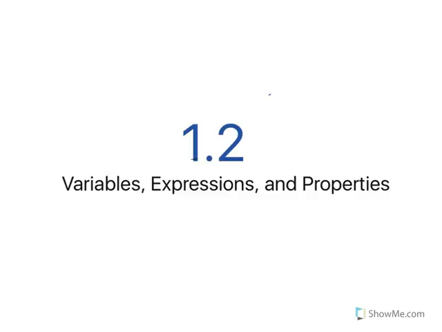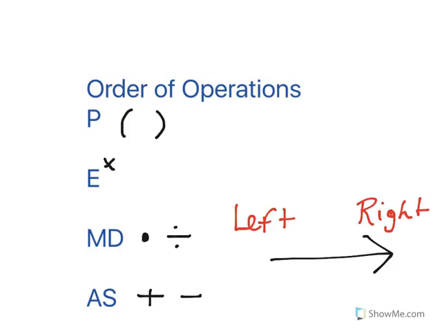This lesson is on Chapter 1, Section 2, titled Variables, Expressions, and Properties. You're going to notice a lot of similarities between this lesson and a lesson that we did in 6th grade math on Chapter 1, but this is just kicked up a notch here. I'm going to review order of operations.